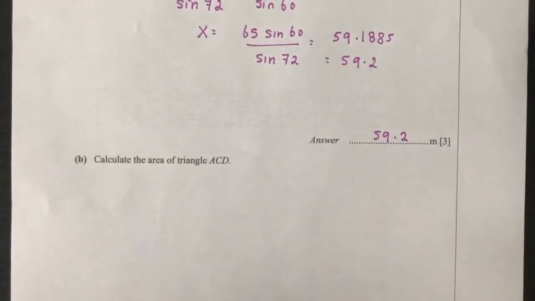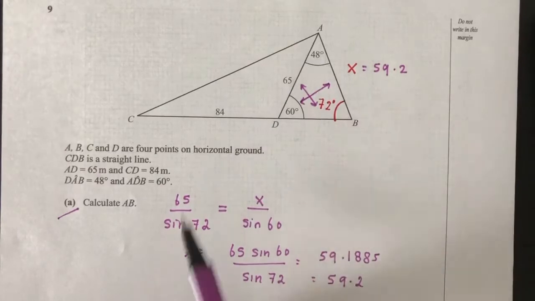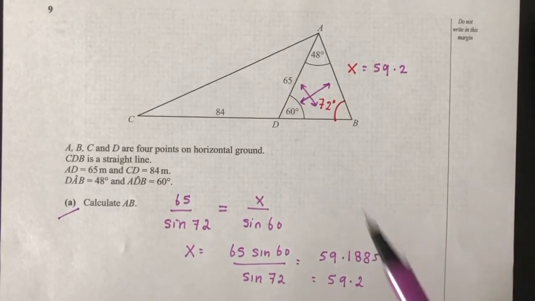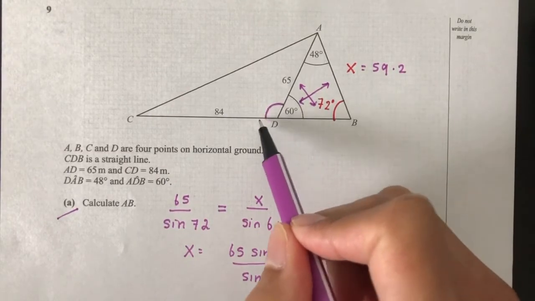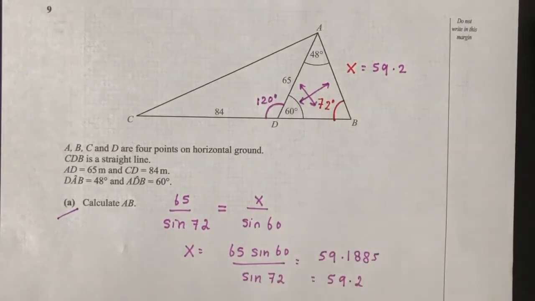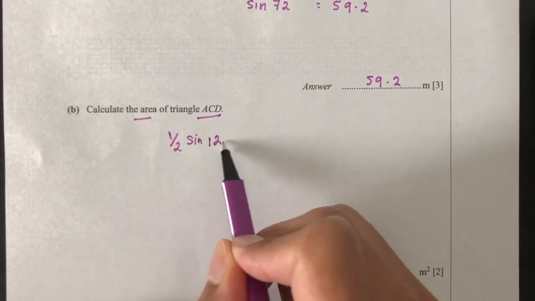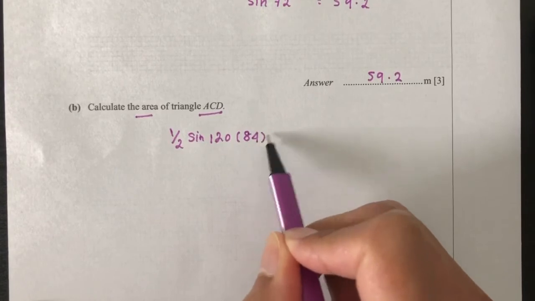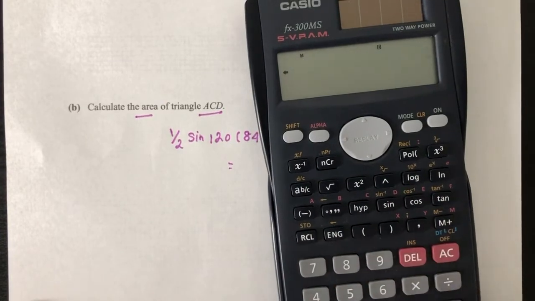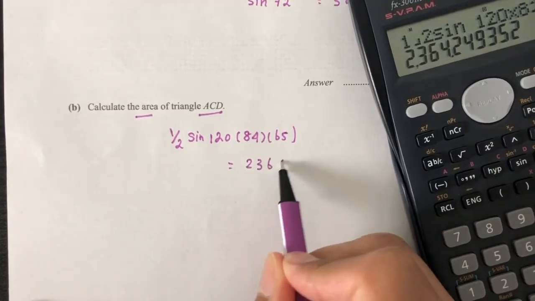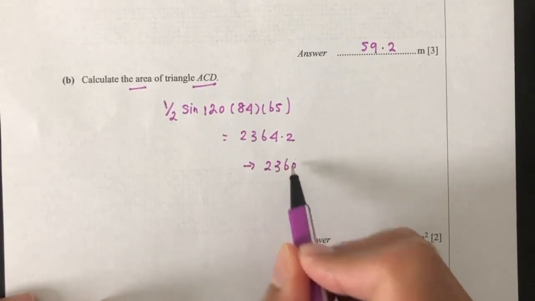Now move on to part B. Calculate the area of triangle ACD. You have to find this area. So how would you find that? Let's observe. If you know this angle, you will know this angle as well. This is a straight line, so this is 60, and this needs to be 180 minus 60. That will be 120. For the area of the triangle, it will be half times sine of the angle in between, which is 120, times both sides of the triangle, 84 times 65. Half of sine 120 times 84 times 65 will be 2364.2. Correct to 3SF, it will be 2360.